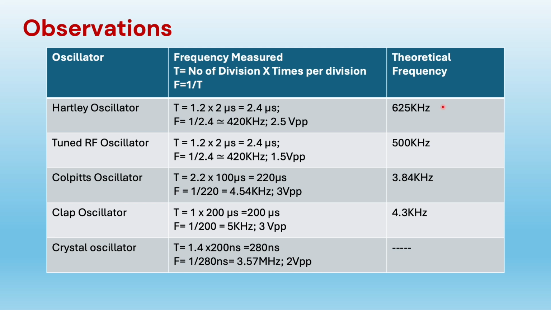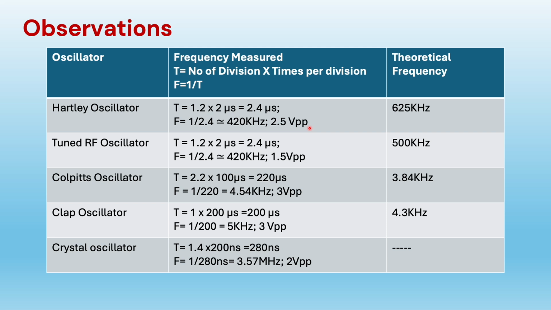Now you can see these theoretical values. These values are calculated based on the components which are used in the circuit, and these are the practical values which are the actual values obtained from the CRO. And you can see the difference between the two. Like we have 500 kilohertz here, obtained value is 420 kilohertz. We have 4.3 kilohertz and obtained value is 5 kilohertz. So this difference of theoretical and practical value is because of the components which are connected in the circuit.